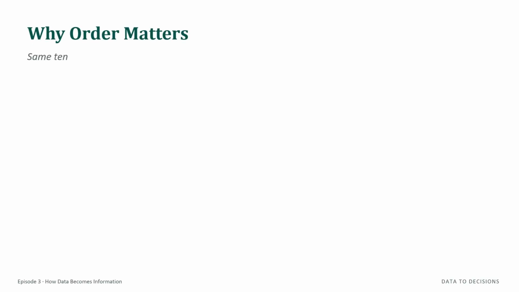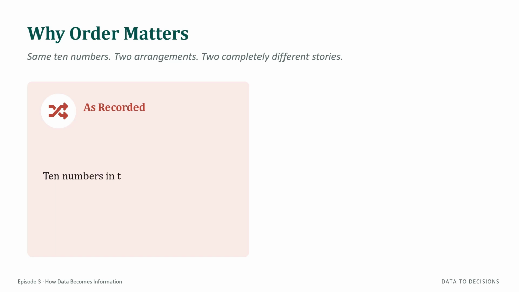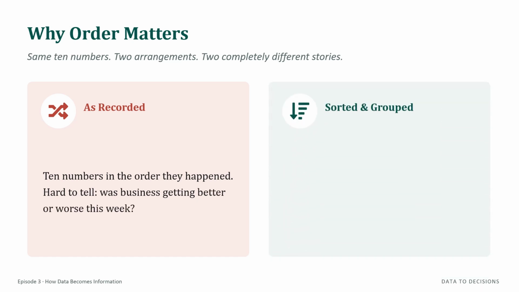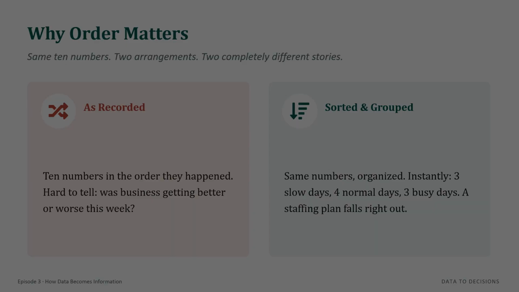Let's compare the two versions side by side. As recorded, 10 numbers in the order they happened. Hard to tell, was business getting better or worse this week? Sorted and grouped, same numbers, organized. Instantly, 3 slow days, 4 normal days, 3 busy days. A staffing plan falls right out. Same data, different order. Completely different usefulness.